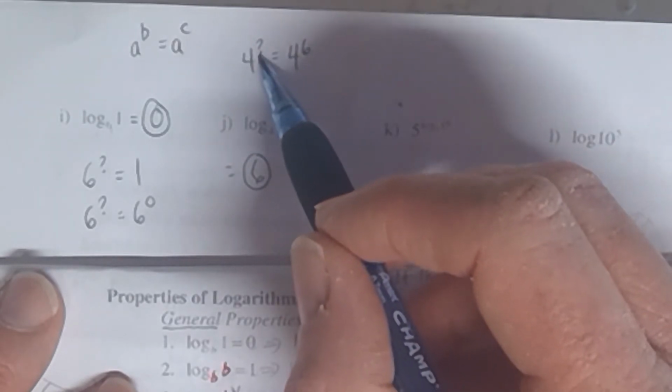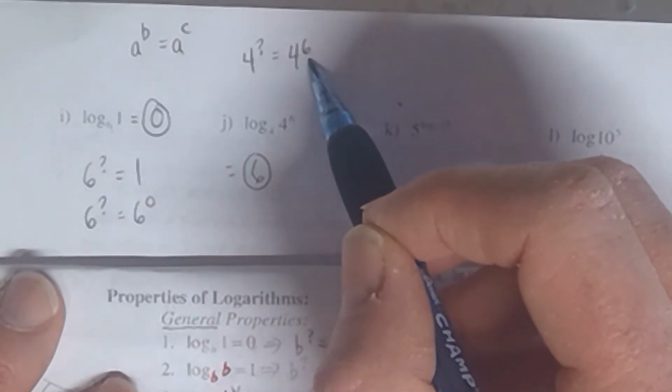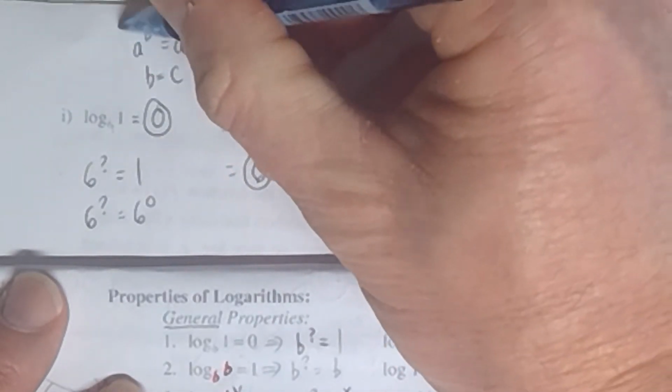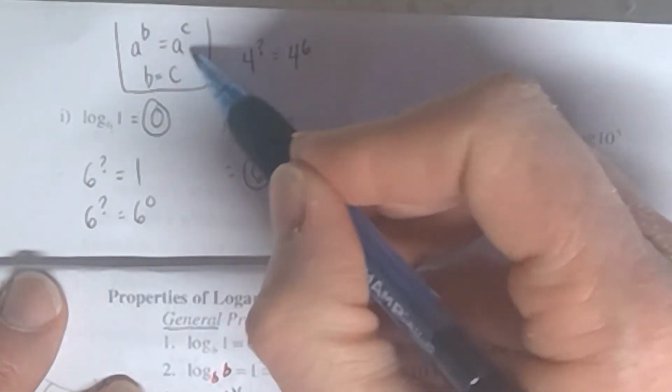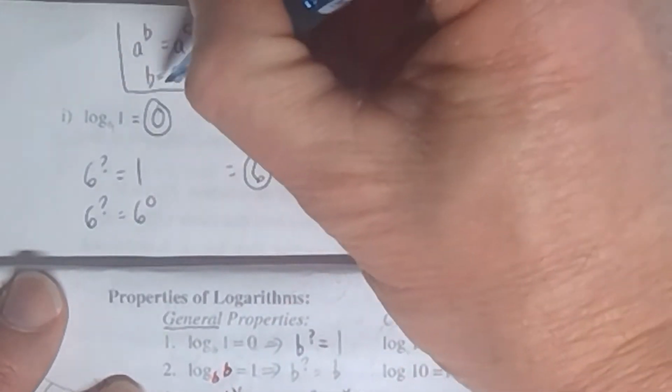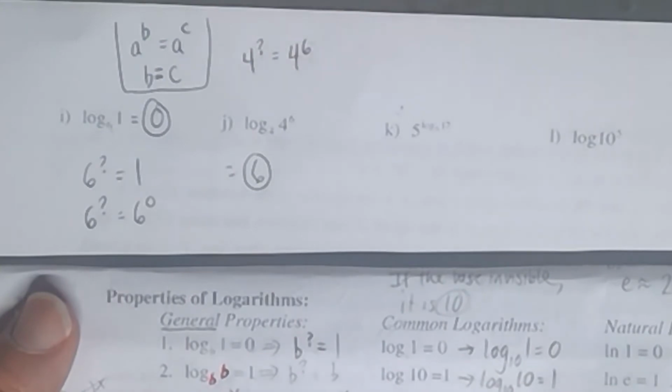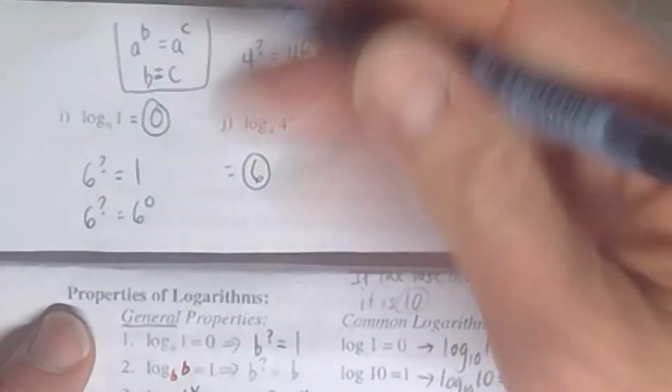And so that means that the missing exponent has to be equal to 6, because the b has to be equal to c when this happens. When you get an equation like that, the b and the c have to be equal to each other. All right. Just wanted to clear that up as well.